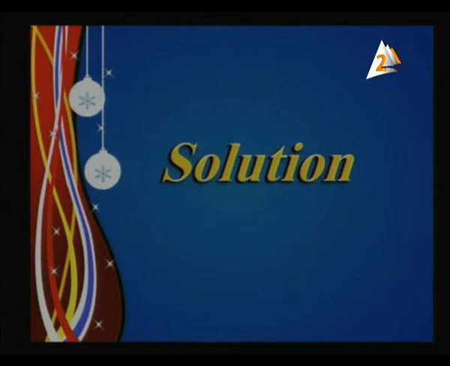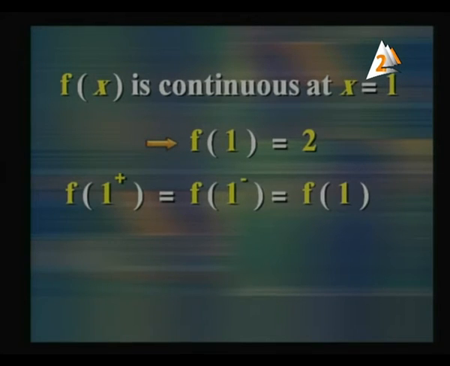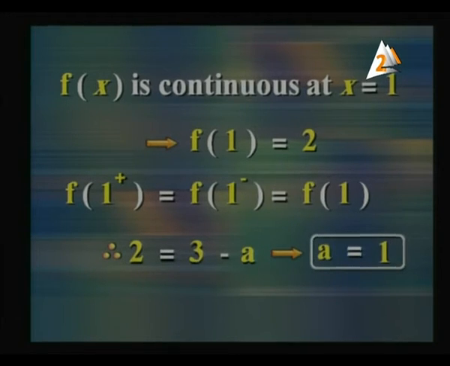Look at the solution. Dear student, f of x is continuous at x equals 1. What do you deduce? We find f of 1 equals 2. What is the value of f of 1 positive? It's continuous, so f of 1 positive equals f of 1 negative equals f of 1. Then 2 equals 3 minus a. What is the value of a? A in this case equals 1.